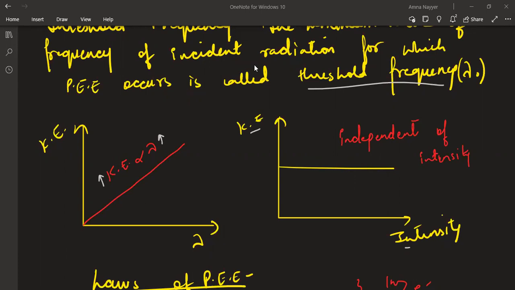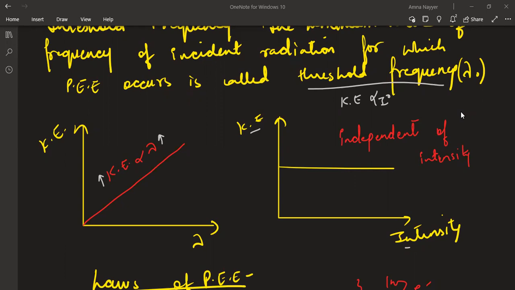So kinetic energy and frequency are proportional, but kinetic energy is independent of intensity. Intensity has no effect. Whatever amount you increase intensity, velocity will remain the same. But with frequency, velocity increases, so that's why kinetic energy also increases. It is not inversely proportional, it is independent. Inversely proportional would be that if intensity decreases, kinetic energy increases. That is inversely proportional. This is independent.